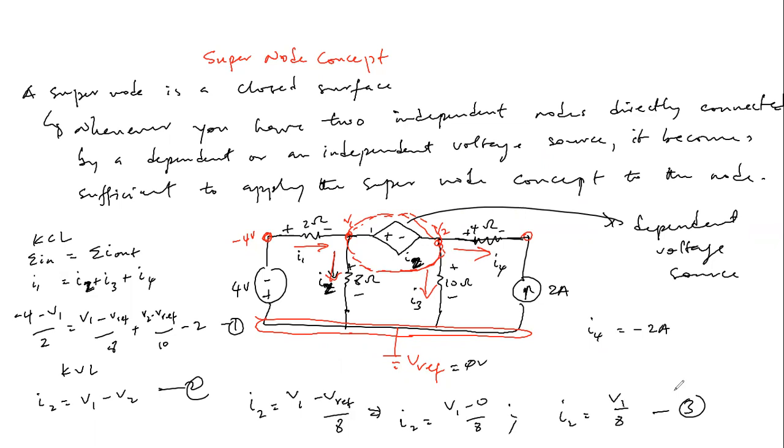So that's how to go about the supernode concept. First, we write the KCL at the supernode. Then second, we write the KVL at the supernode. And once we have a dependent voltage source in between, we'll have to express that dependent variable, in this case I2, in terms of the node voltages, which we just did in our third equation. So let us look at one simple example.